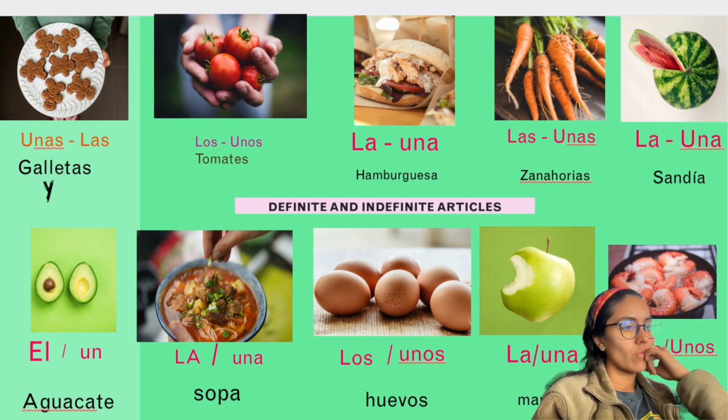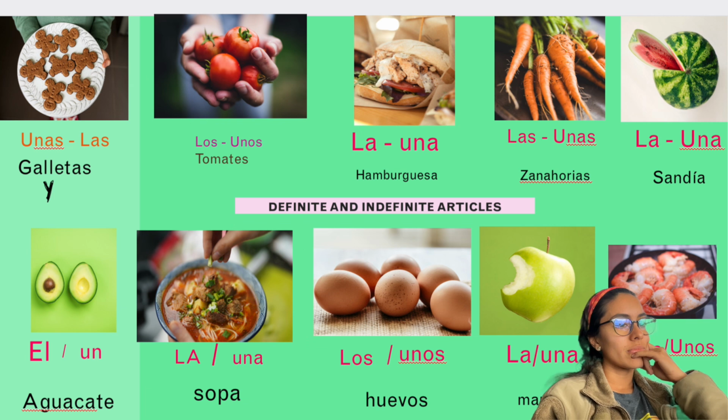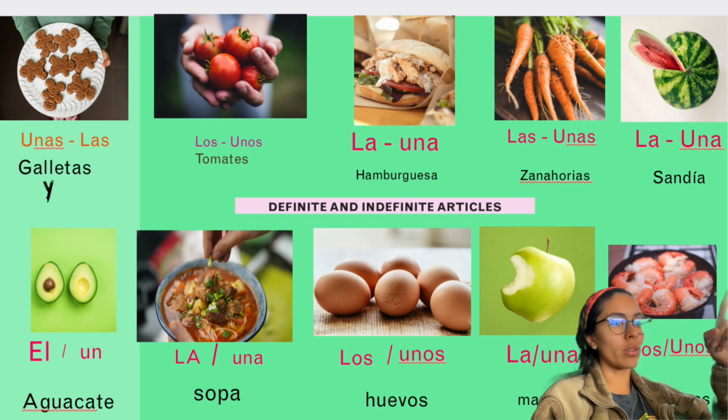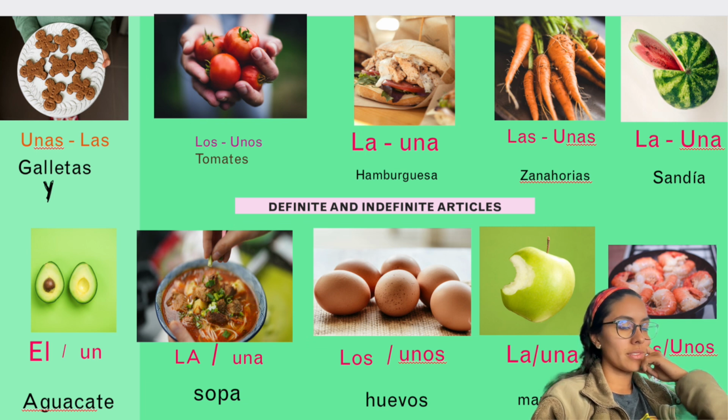Let's see. Las zanahorias. Very good. Unas zanahorias. Zanahorias. Las. There's only one. La. Okay. Las sandia. No, there's only one. La. Two words. La sandia. Sandia. Very good. And una sandia. Very good. Next one.